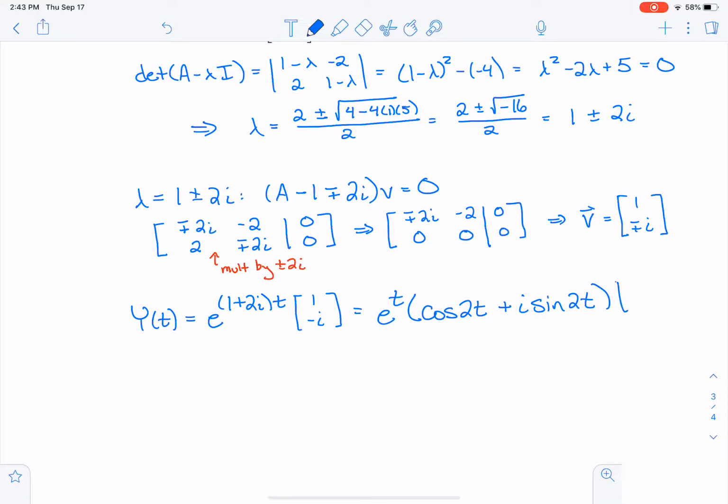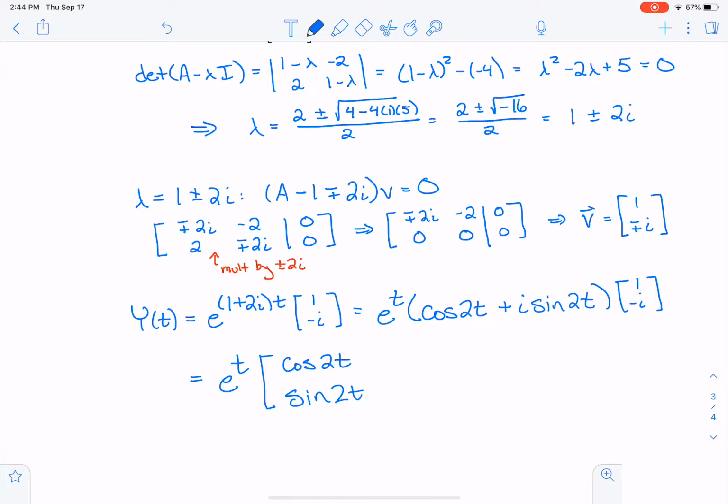And that gets multiplied by the eigenvector 1 minus i. So let's see if we can do that multiplication. There's going to be an e to the t, and then 1 times cosine 2t is cosine 2t. And then I'm going to multiply i sine 2t times a negative i, and that's going to give me just sine 2t. And so there I have a sine 2t.